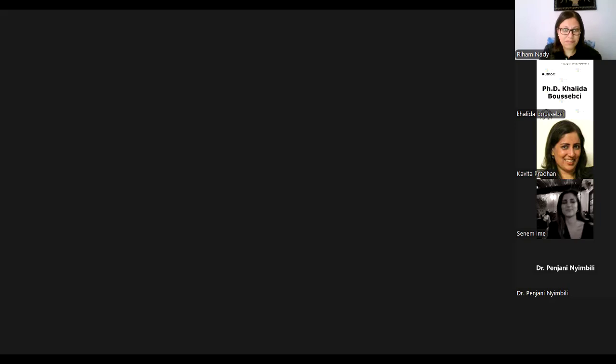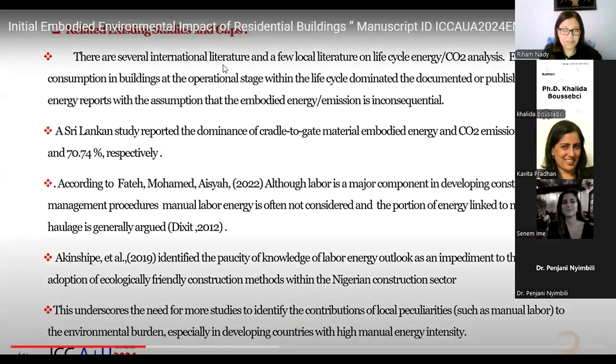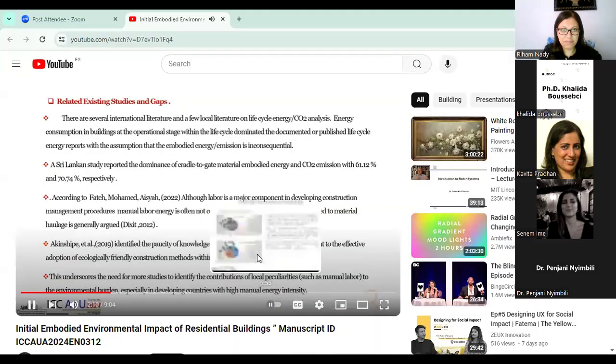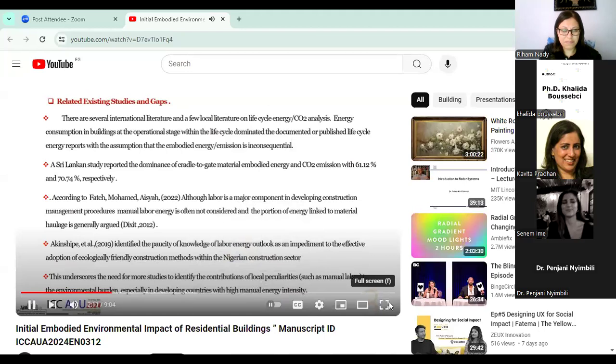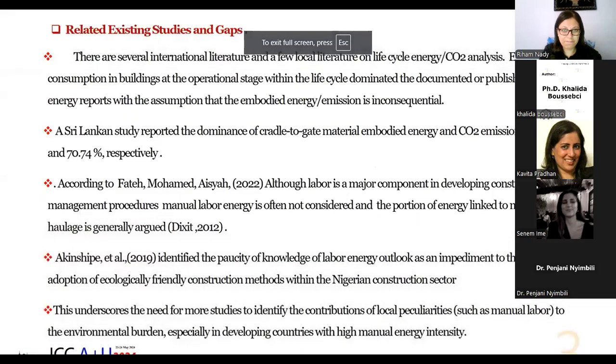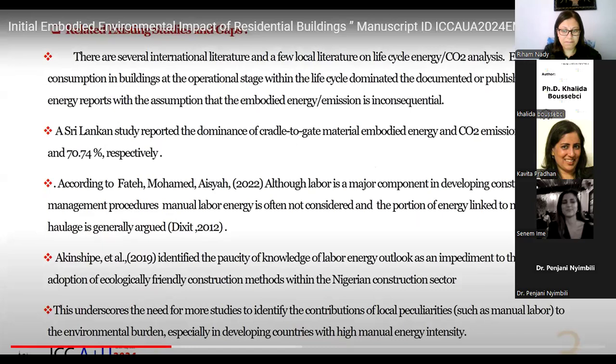A good example is the Sri Lanka study, which reported a dominance of cradle-to-gate material embodied energy, reporting 61.12% and 17.74% respectively. A notable study by Fatah et al. also reported that labor is a major component in the construction industry, especially in developing countries. Manual labor energy is often not considered, and the portion of energy linked to material haulage is generally argued, as reported by Desert in 2012.